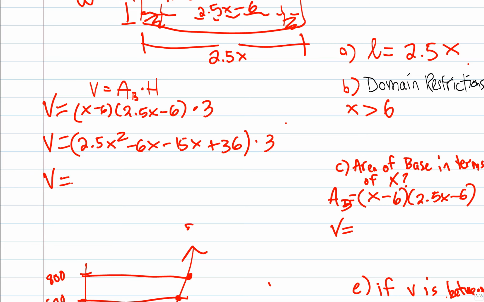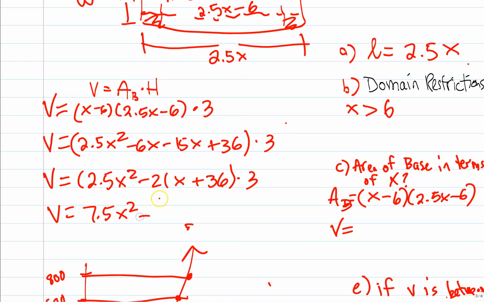Cleaning it up. Obviously, we can do this in the calculator. I'm just kind of handling the math. This amount minus 21x plus 36 times 3. So how about 7.5x squared minus 63x plus 108. And if I made a mistake, feel free to let me know. I do that sometimes. Normally when I do this in class, people catch it for me, but you're not all here with me, so we'll see how it works. So that is the volume of our cube.